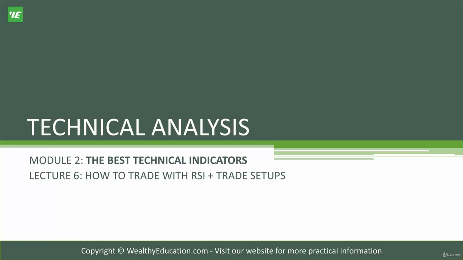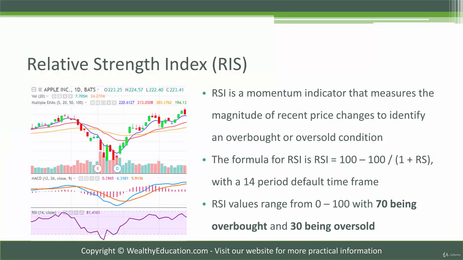We're here in Module 2, looking at technical indicators. And today we're going to be talking about the Relative Strength Index and how to trade the Relative Strength Index. The RSI is a momentum indicator that measures the magnitude of recent price changes to help identify overbought or oversold conditions. So what we're looking for is a change in trend when we're looking at the Relative Strength Index.